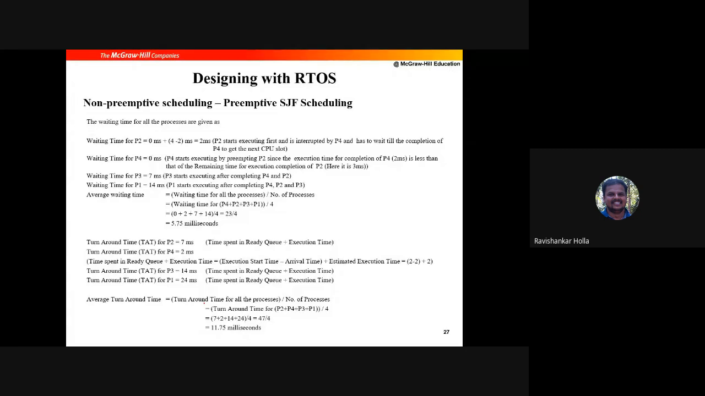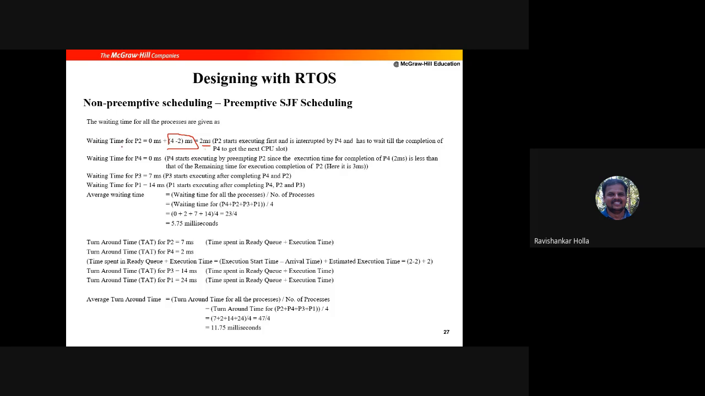So the solution goes like this: the waiting time for P2 is initially 0 milliseconds for the first shot, and while it is ready for execution, because P4 comes, it has to wait for P4 with a very short execution time. It has to wait for 2 milliseconds. So the total waiting period for P2 is 2 milliseconds. I think you shouldn't have made a mistake here. There is a reason given in the bracket as well.